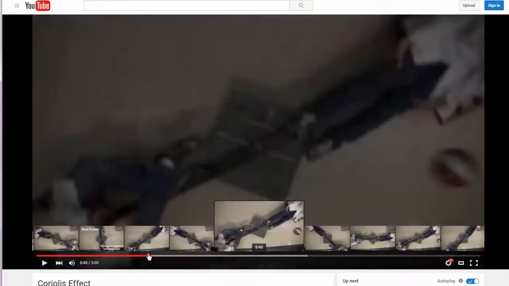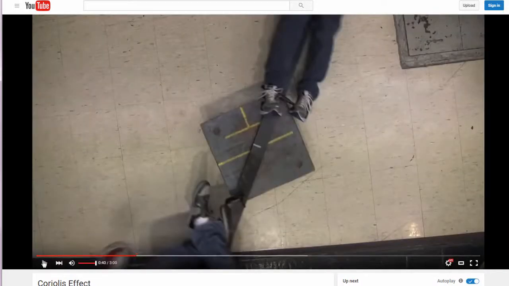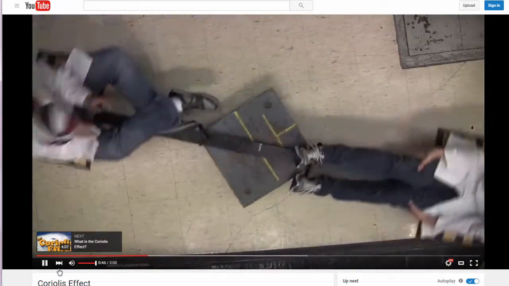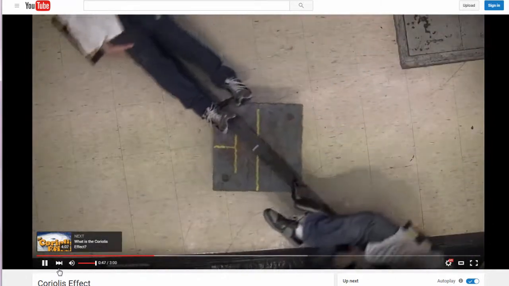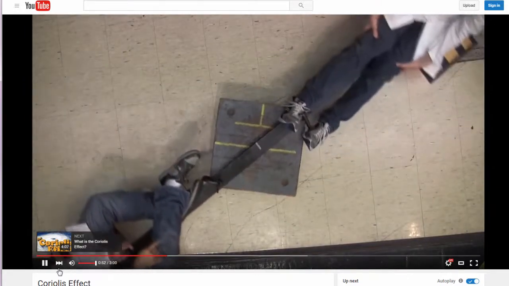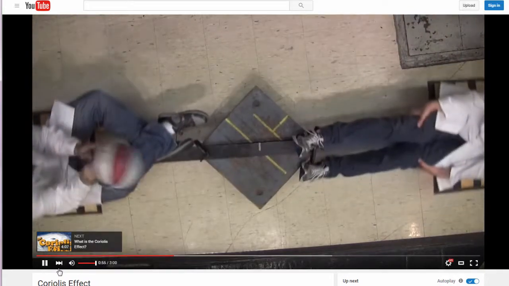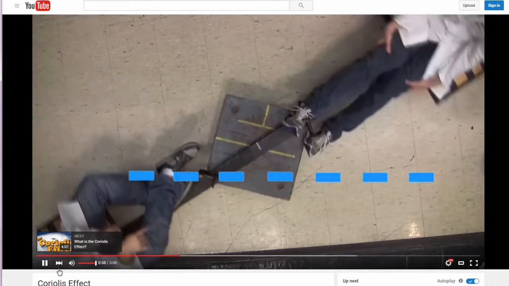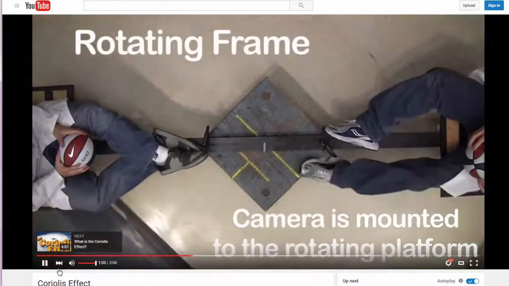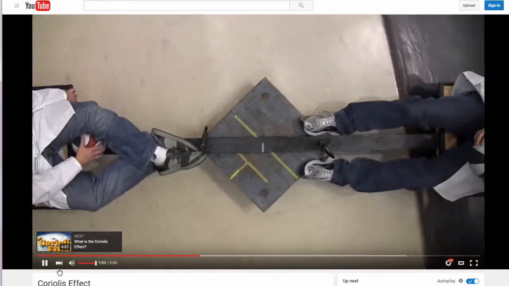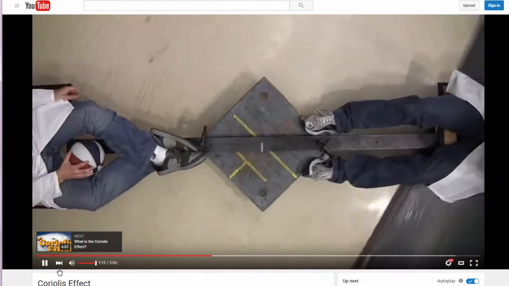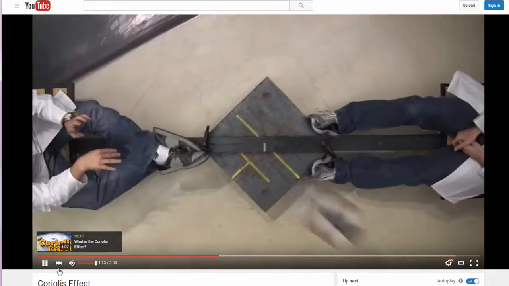Now we're going to move into a reference frame here where this is now shots from the non-rotating reference frame. As you can see, the ball is moving in a straight line. Right, and then we'll switch to the rotating reference frame with the camera mounted on the platform, and we now have a different effect. Right? We have the curved path.